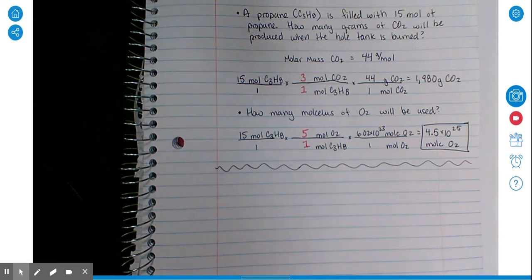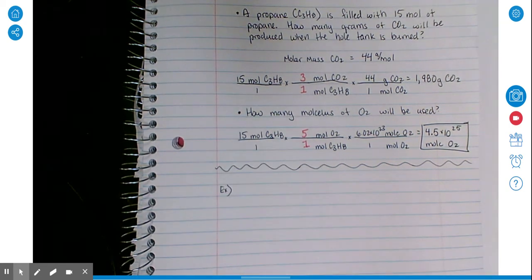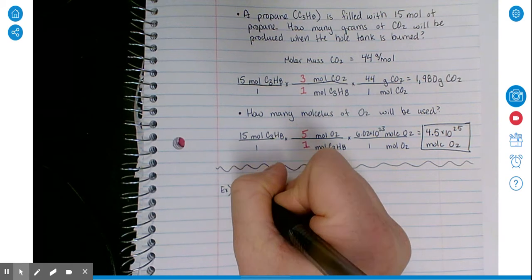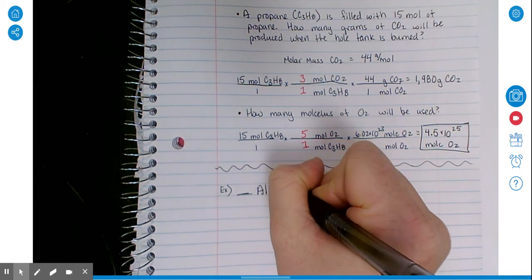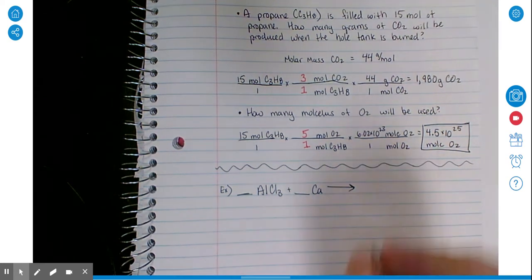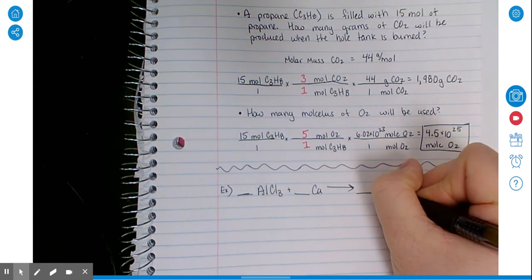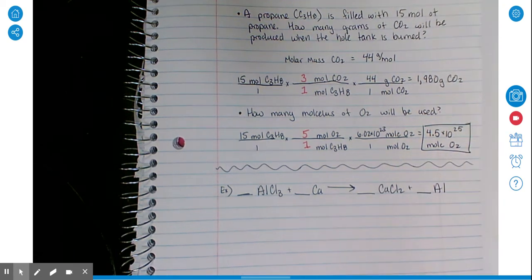We're going to do one more. We're going to do another example together, but we're going to switch to a different substance. So we're going to switch to a new chemical reaction, so I wanted to make that clear on the paper. This time we are going to be combining aluminum chloride with calcium metal and producing calcium chloride and aluminum. Step 1, balance the equation.